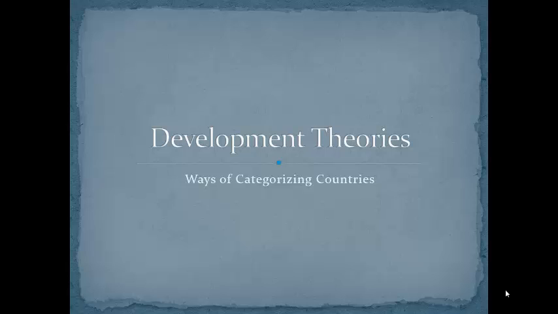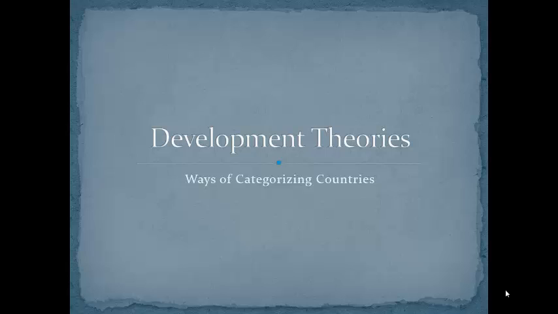Today's lesson, we're going to be exploring some different ways to categorize a country's level of development. Now, these models have their own pros and cons because there's really no one perfect way to categorize development. Even coming up with a definition for what development is can be tricky in and of itself.